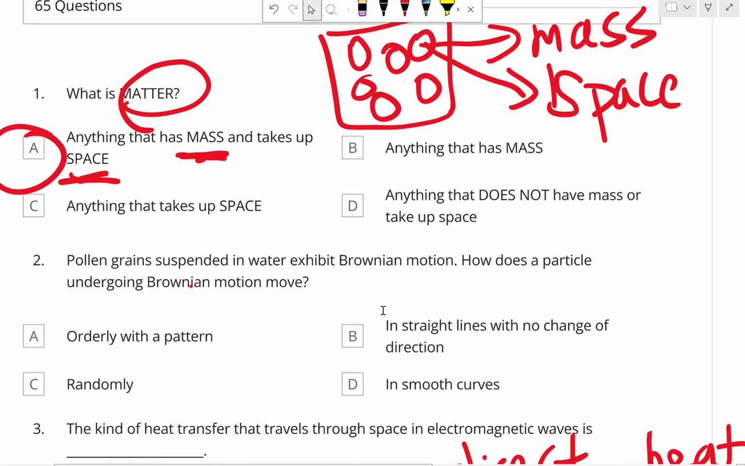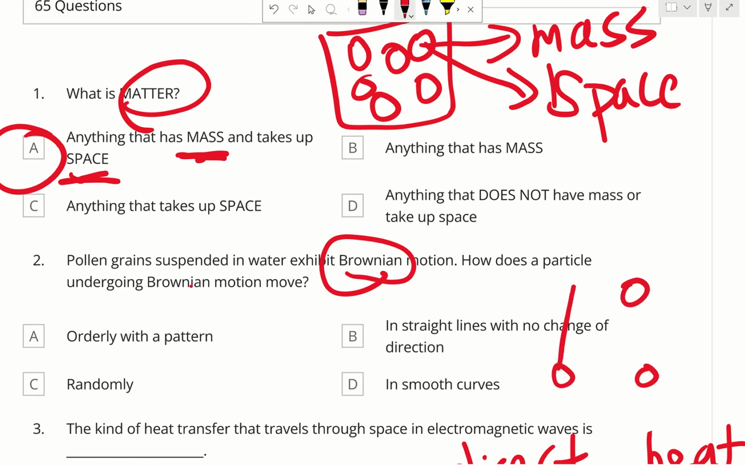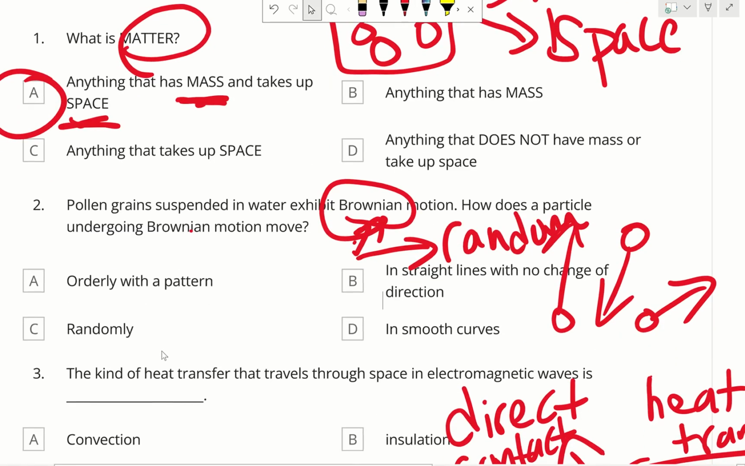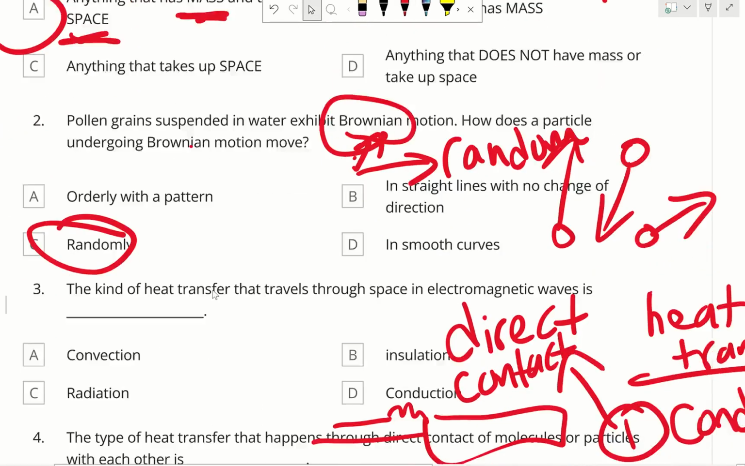Number 2, pollen grains suspended in water exhibit Brownian motion. How does a particle undergoing Brownian motion move? This name, when you see it, just know that these particles, when they move down, up, right, left, it's random movement. So when you see the name Brownian, know the word randomly goes with it as well.